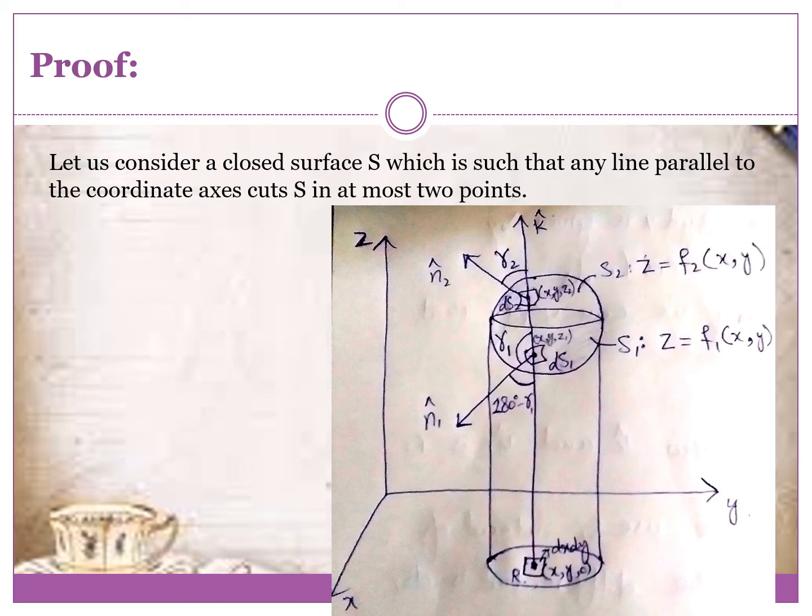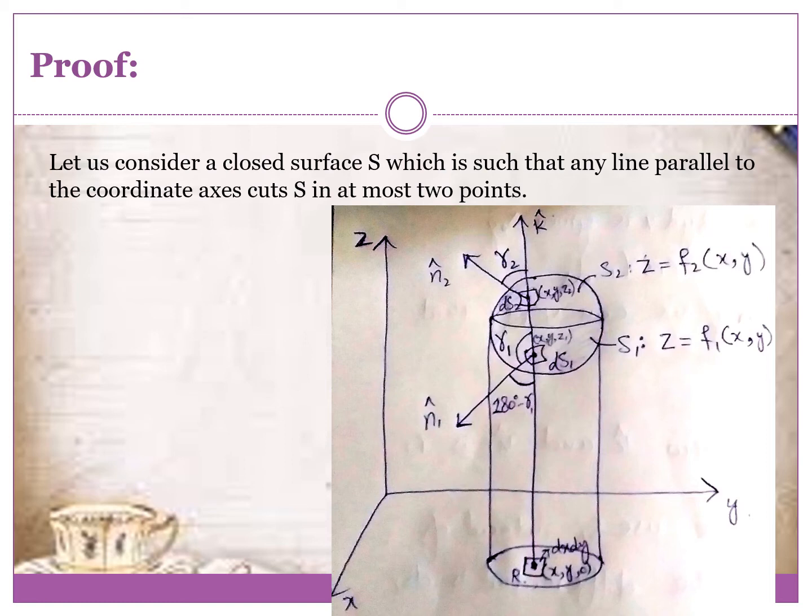The x and y components of these points of intersection of the line with the surface remain the same. Here you can see that there is no change in the x and y coordinates. The only variation is along the z-axis. You see that the point in the xy plane has z coordinate 0, the point here has z coordinate z1, and the point here has z coordinate z2.